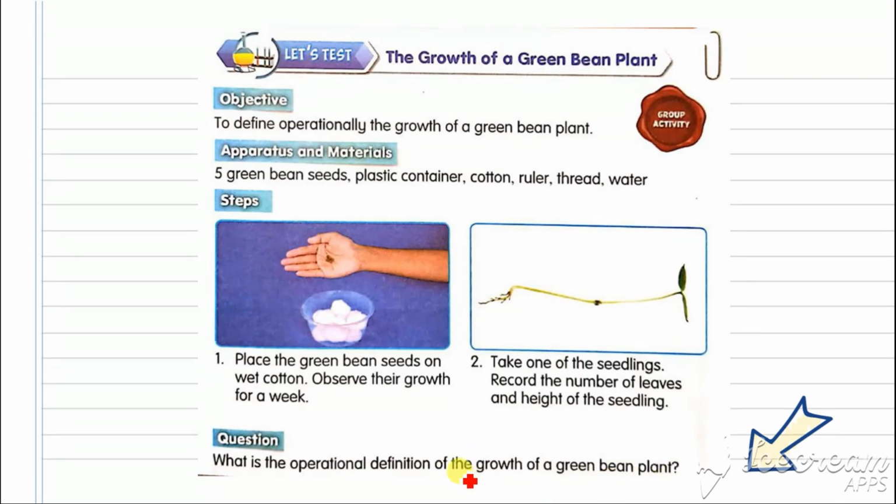Here we can see that growth of the green bean plant is the concept. While what you will observe is the number of leaves and also the height of the seedling. So this is the observation. You have to connect the concept with the observation. So the operational definition of growth of a green bean plant is the number of leaves and height of the seedlings. It's very easy. You connect with what you observe.